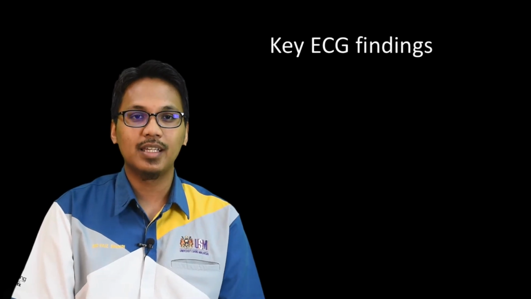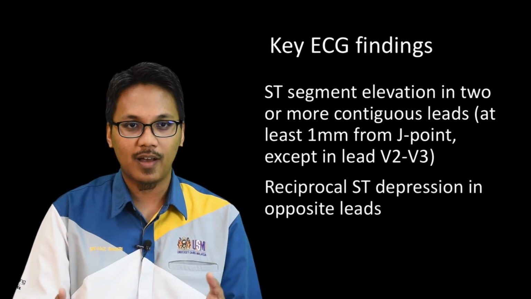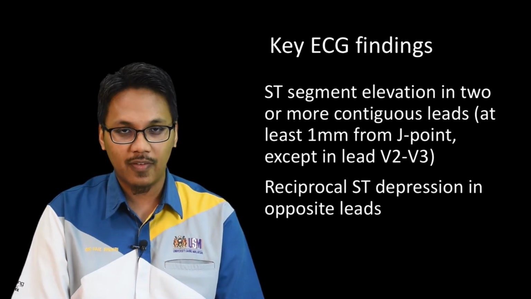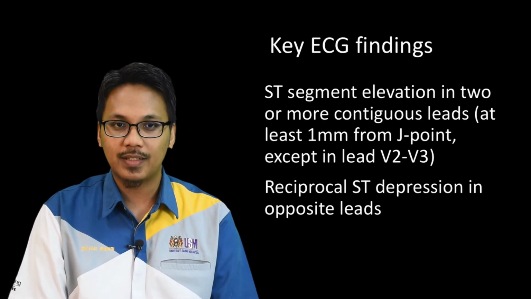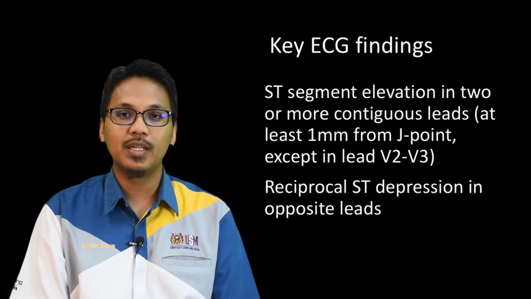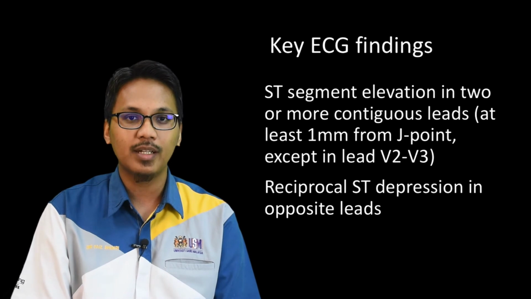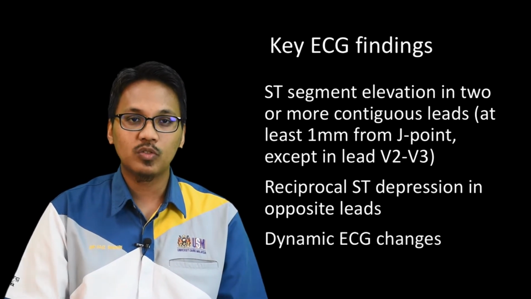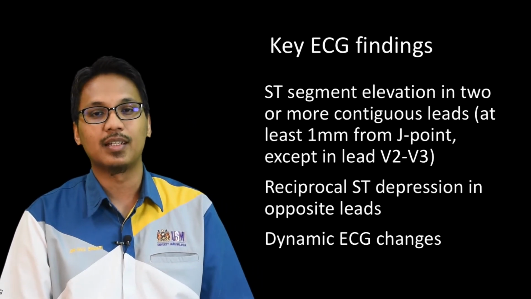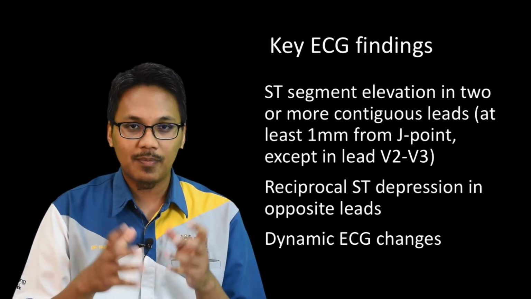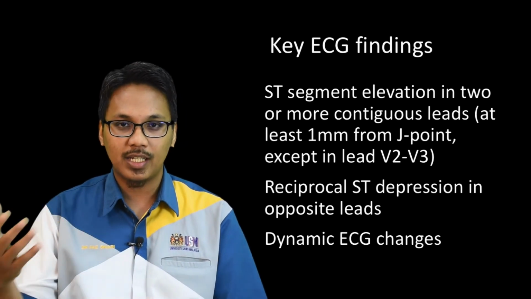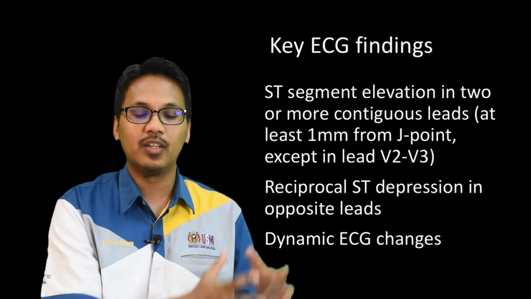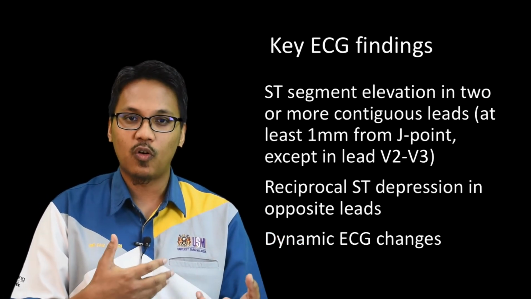Right, so what are the key ECG findings in acute myocardial infarction? Alright, you can see ST segment elevation in 2 or more contiguous leads. By definition, it should be at least 1 mm from your J point, except in lead V2 and also V3. And we also expect to see some ST depression at the opposite leads. For example, if you have a ST elevation at lateral leads, you are expected to see ST depression at the inferior leads. Same goes for inferior MI.